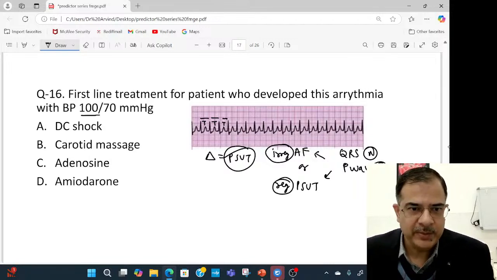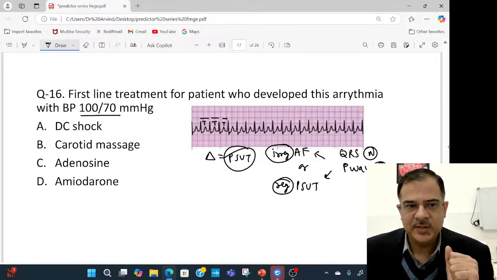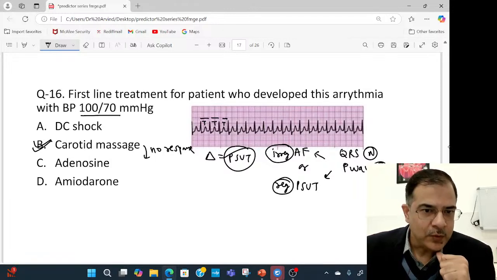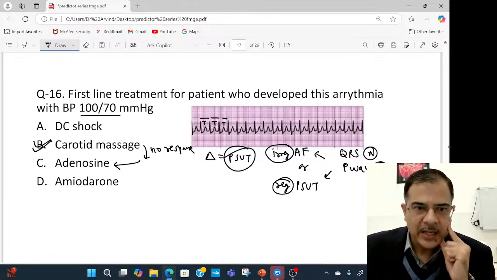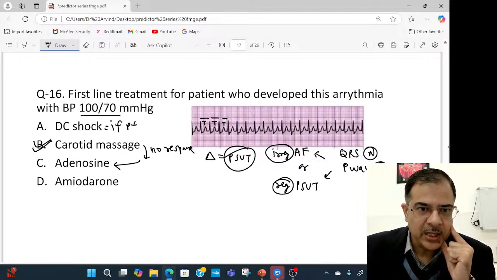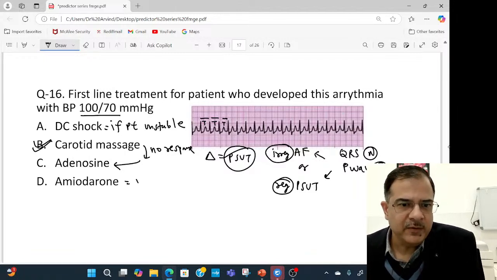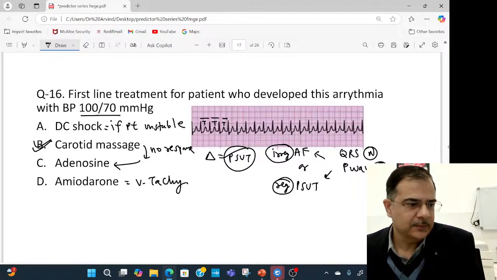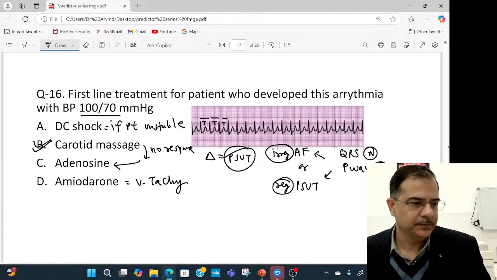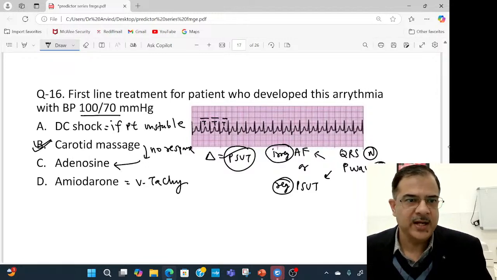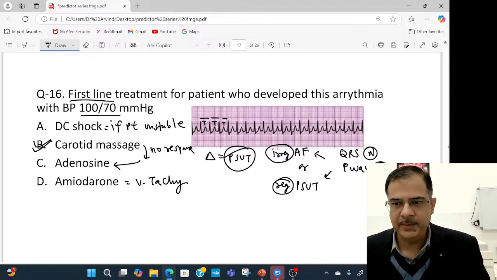Patient is stable. So when the patient is stable, the first line will be carotid massage. If no response, then go for adenosine. DC shock, if patient unstable, patient is in shock. Patient is in shock. Am I wrong? It is given for ventricular tachycardia, VTach. So answer is carotid massage. They are asking the first line treatment. Next line treatment will be adenosine.